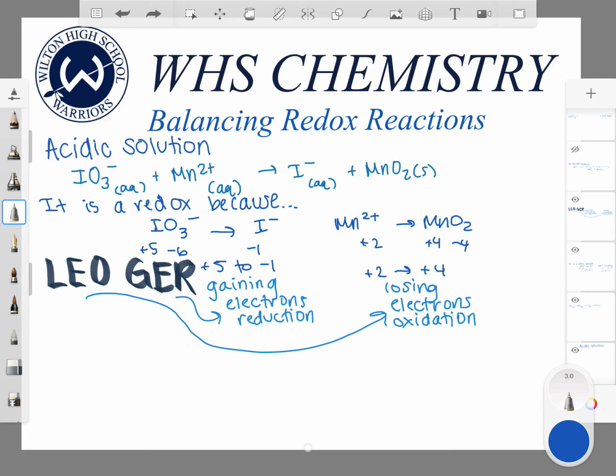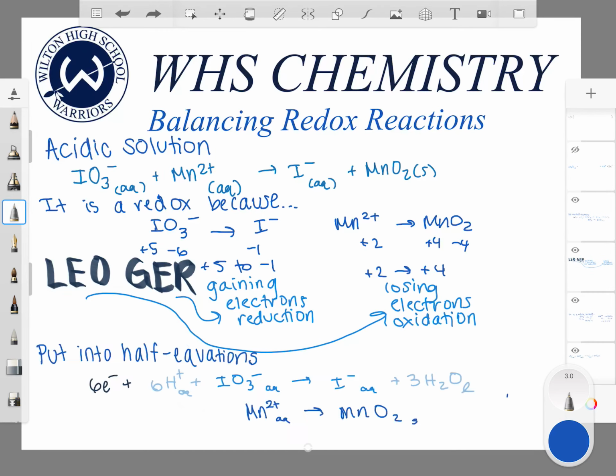So a trick to remembering this is LEO and GER. LEO means losing electrons, oxidation, and GER means gaining electrons, reduction. So since it goes from +5 to -1, it's becoming more negative, so it's reducing. And the opposite is true for the oxidation reaction.